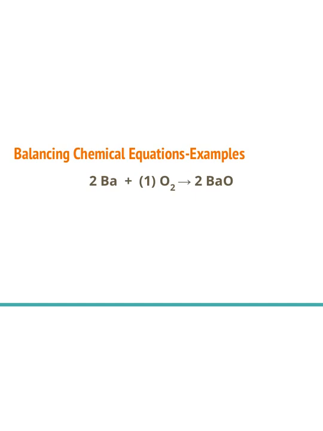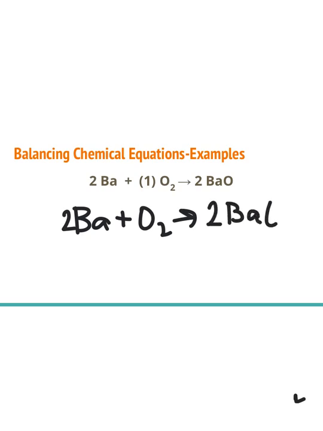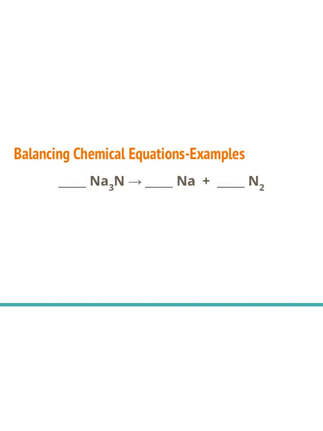If you leave it blank, then it would look like this, just 2Ba plus O2. We assume it's a 1 if there's no coefficient, we assume the coefficient is 1. So you could also write it like that. That would be totally accurate as well.